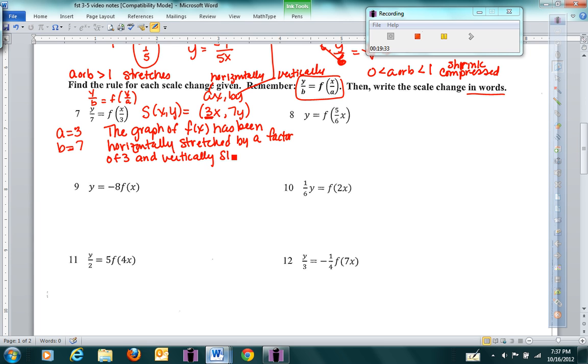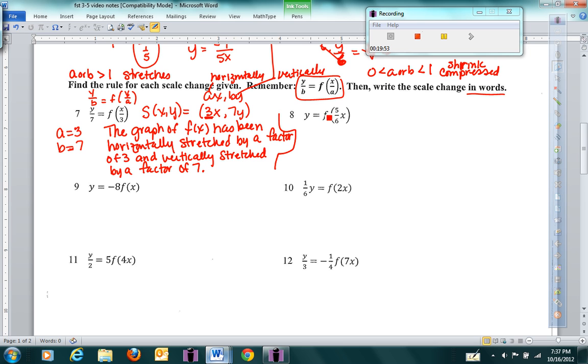Vertically stretched by a factor of 7. So it's going to be 3 times as wide on the horizontal and 7 times as tall. 3 times as wide and 7 times as tall. Okay, well let's try number 8 here.